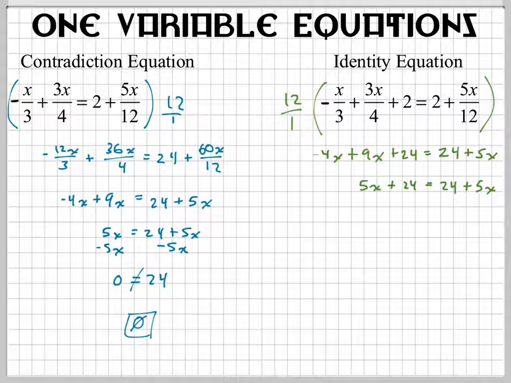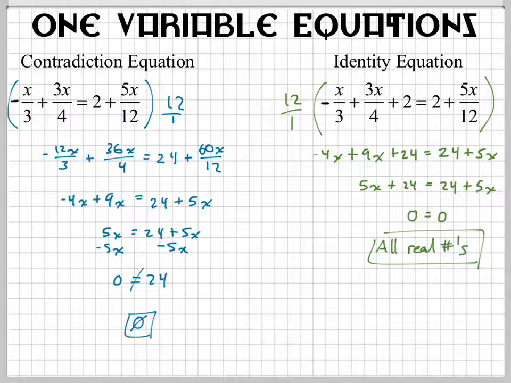Now, if you continue to solve this, and by that I mean continue to use inverse operations, you're eventually going to get down to 0 equals 0. And the solution here is all real numbers. Or you can say all real numbers. Well, I mean, this is technically the set of real numbers.